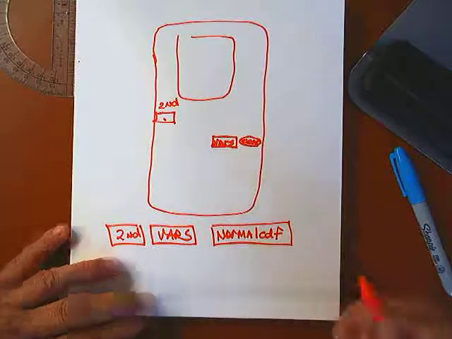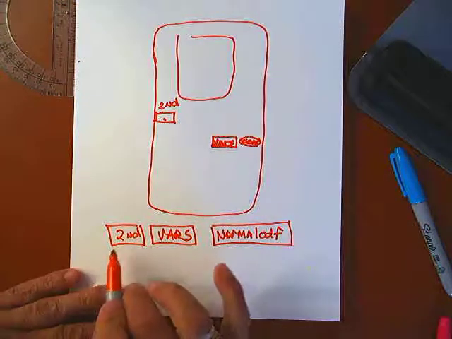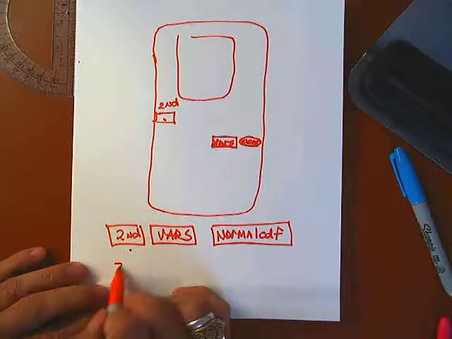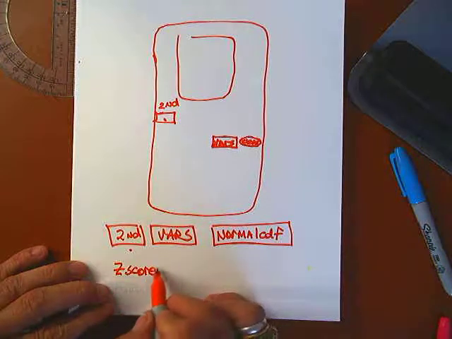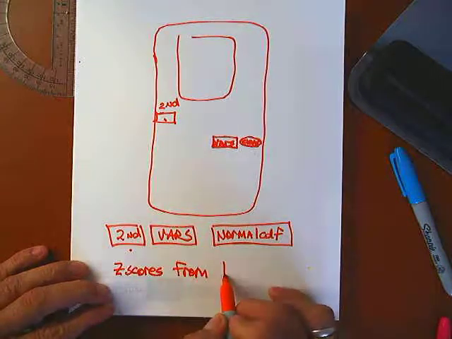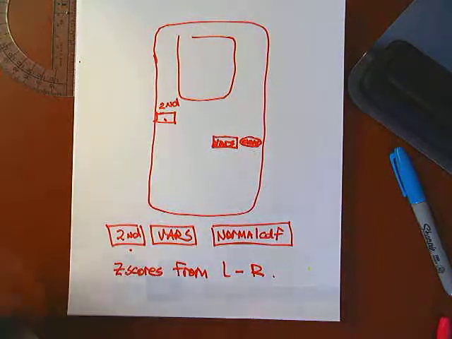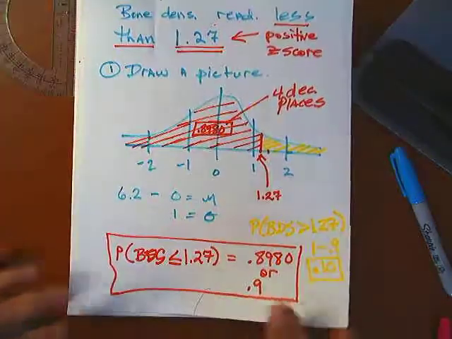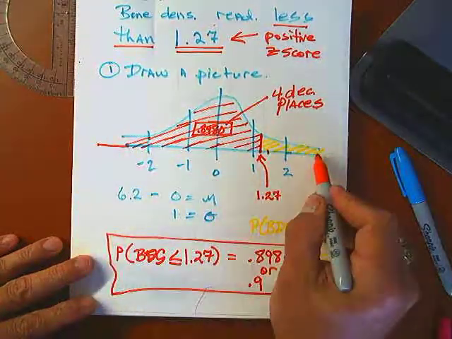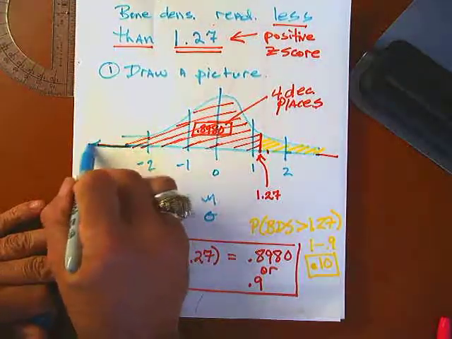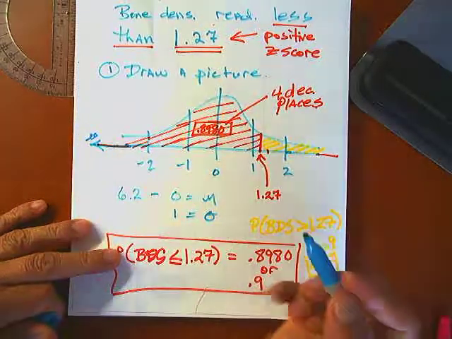Maybe number 2, normal CDF. Normal distribution, CDF. Now, when you type in second vars, normal CDF, what they're asking you for is the z-scores that you're reading from left to right. Z-scores from left to right. So in this case, you're coming from the left-hand side.